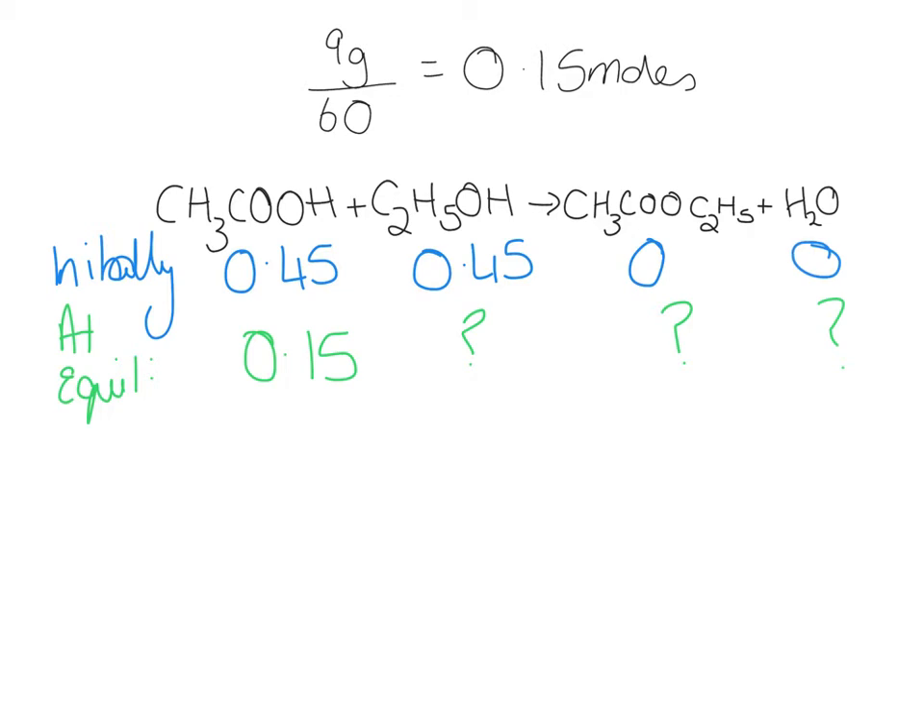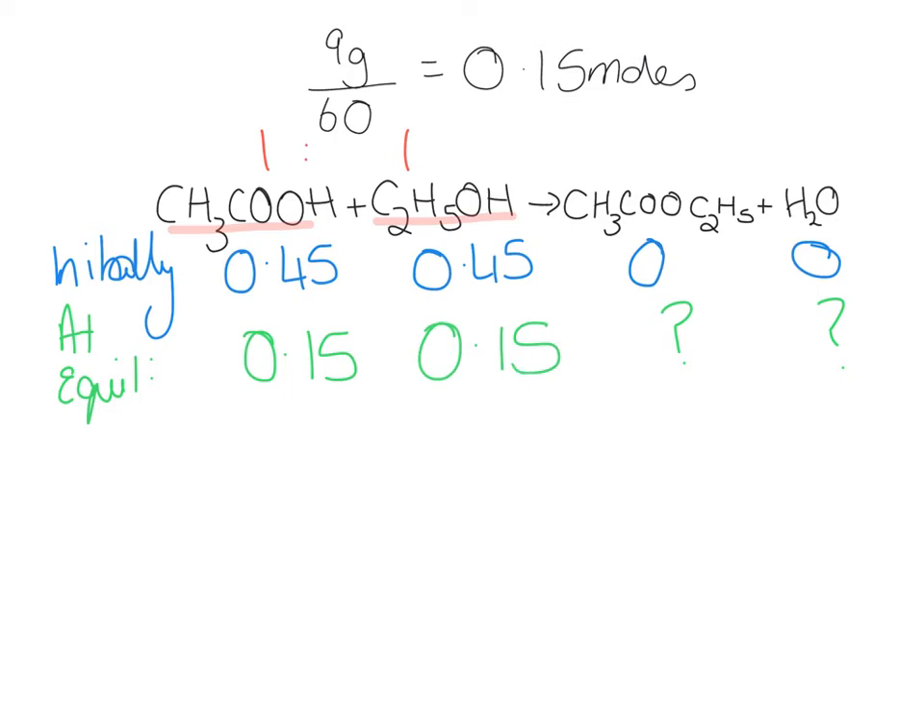So I'm going to start by looking at my reactants and looking at my ethanoic acid and my ethanol. And hopefully we can all see that there is a 1:1 reaction there. So if at equilibrium I have 0.15 moles of my ethanoic acid, I must also have 0.15 moles of my ethanol according to my balanced equation.